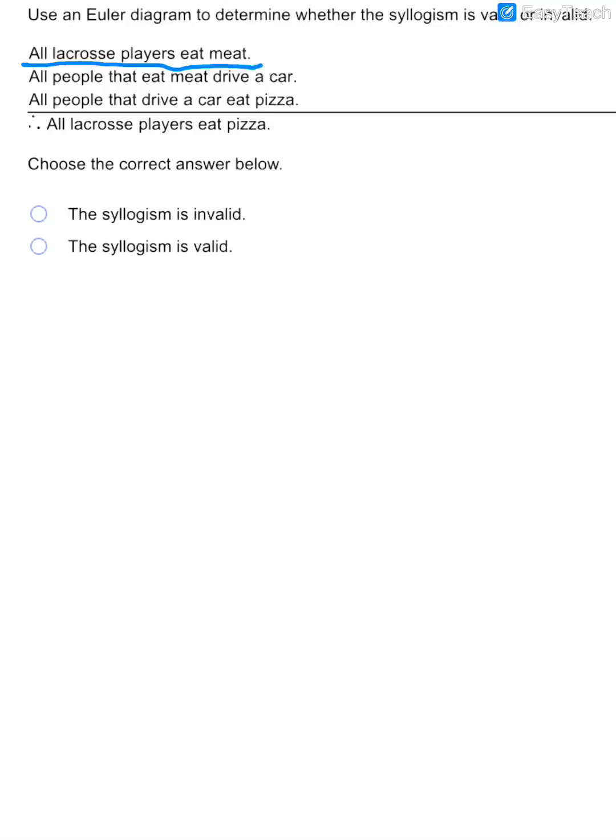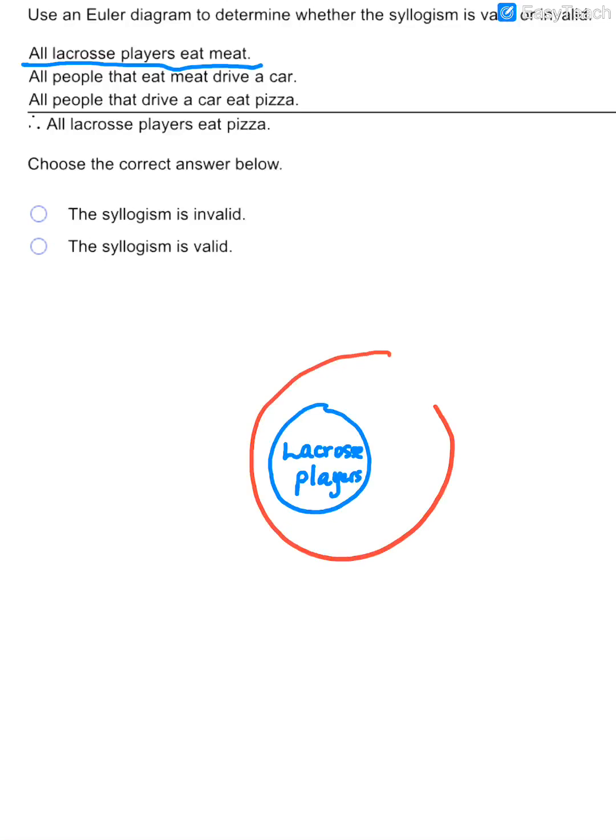So we're going to start out with a circle that represents all of our lacrosse players. And since they all eat meat, they would be totally contained inside of a circle that represents people who eat meat. Now notice they're not the only people who eat meat, but all of them eat meat. So they're contained inside of that.